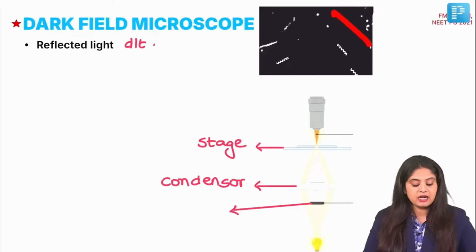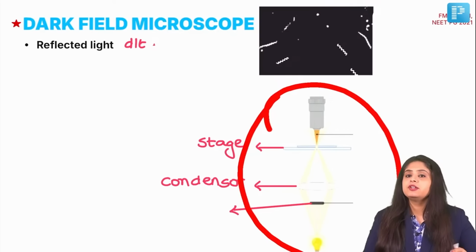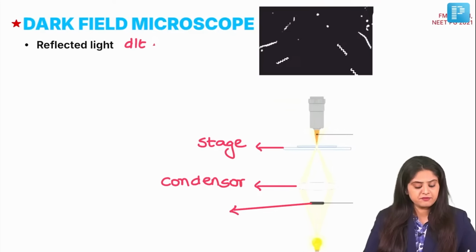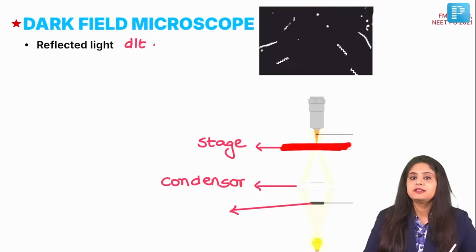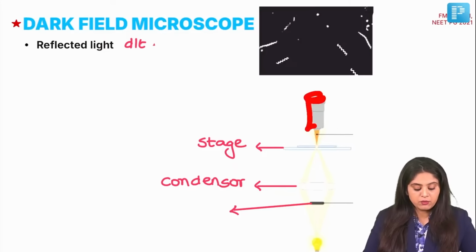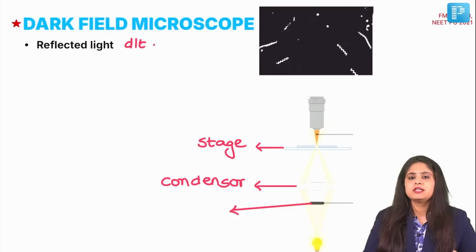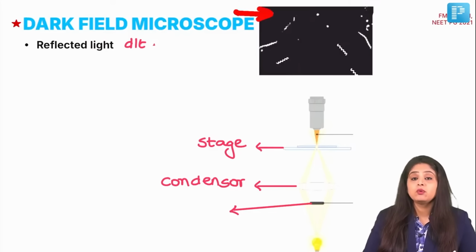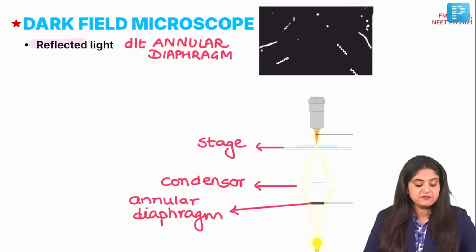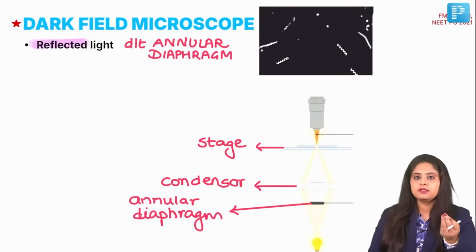To get that dark background, everything is similar to a light microscope. If you look very carefully, this is the stage and this is where you have kept your slide. Then, ma'am, below the stage I have the condenser also. Then here I have the objective lens, maybe 10x, 40x or 100x. Everything is the same, but how have I made the background dark? Because now the light that I'm using is used as reflected light. I'm using the typical light bulb.